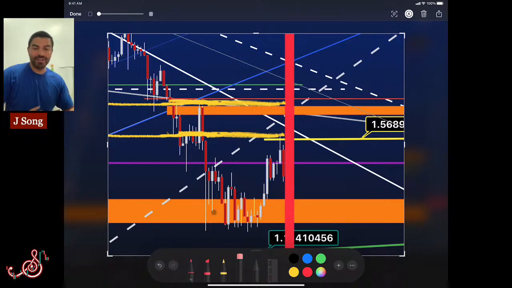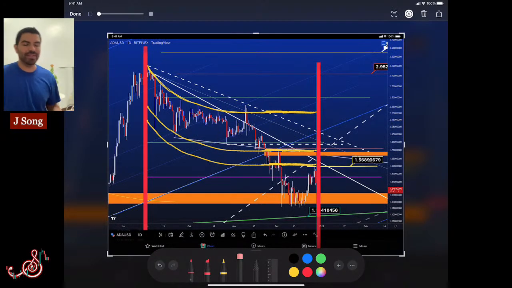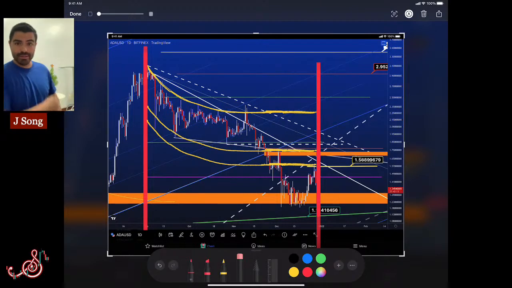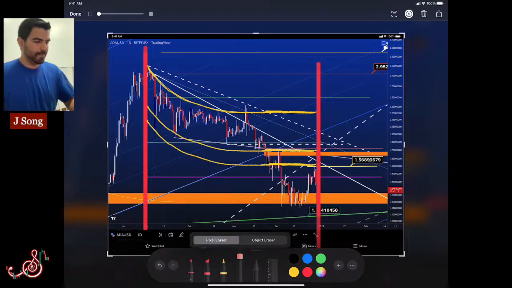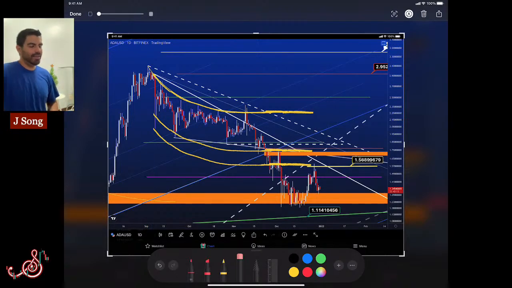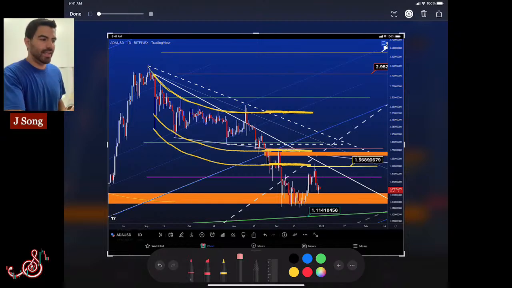Okay, and you bounced on the sword cut. So these principles, guys, they work. They work in cryptos. They work in stock markets. They work in most markets. Okay, so I want you guys to learn some of these things. This is awesome. But yeah, ADA. Thank you for sharing that and reminding us with ADA.